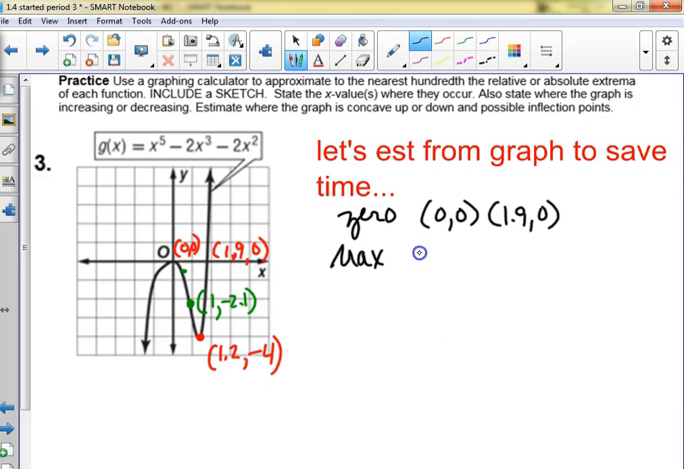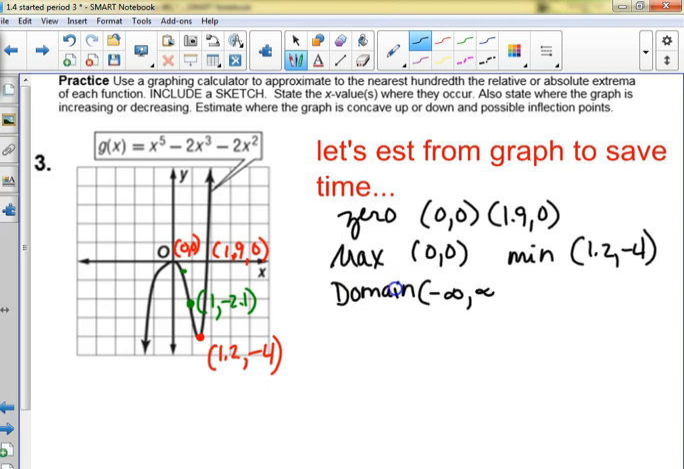Any? 0, 0, is that the only maximum? Okay, min. 1.2, -4. Domain. Range.